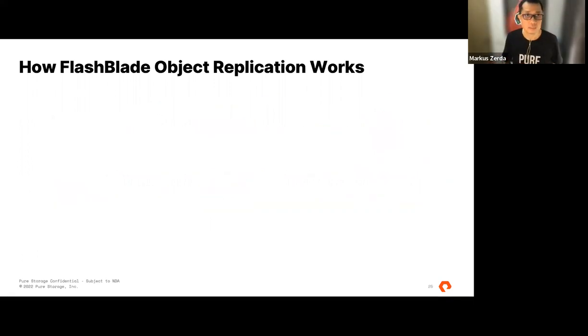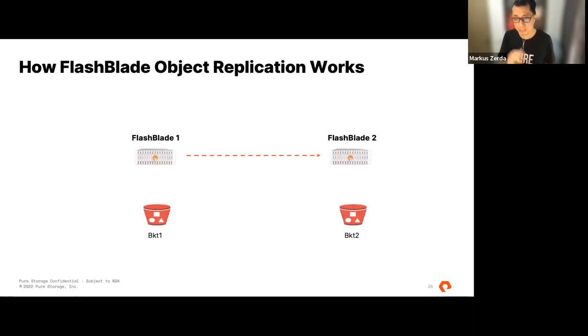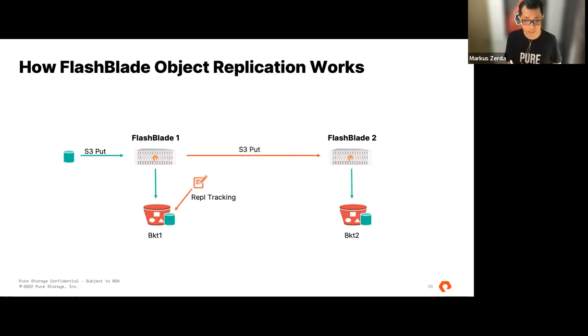Okay. So for object replication, again, you have a pair of FlashBlades. If you're replicating between FlashBlades, on the back end what happens is you trigger an S3 put on the source bucket. Then there's tracking within Purity. Once it tracks that there's a new object, it will just send the object to the target, right? And it will just be continuously sending new objects. So there's no need for you to create any policy.